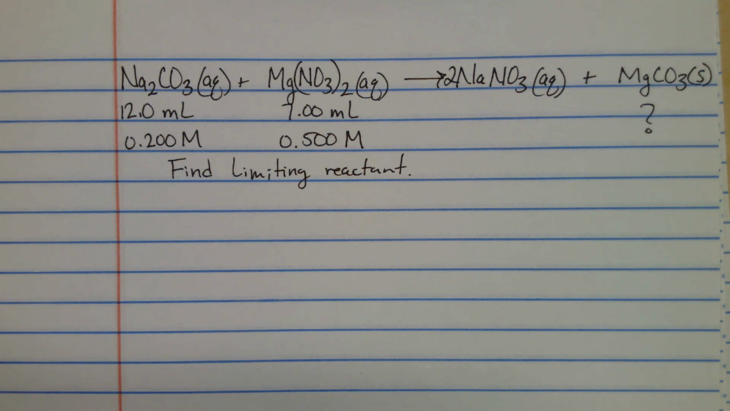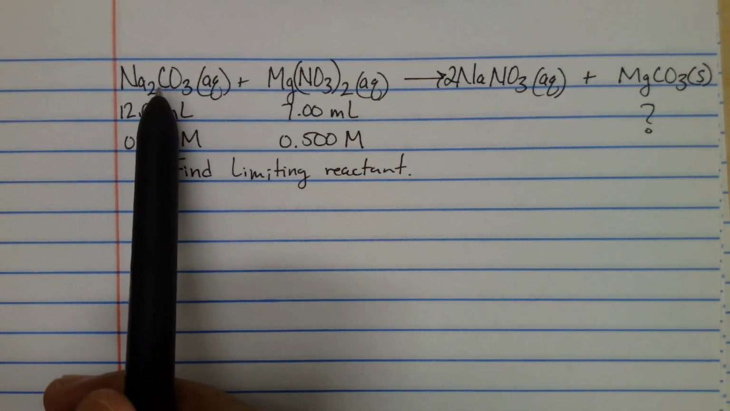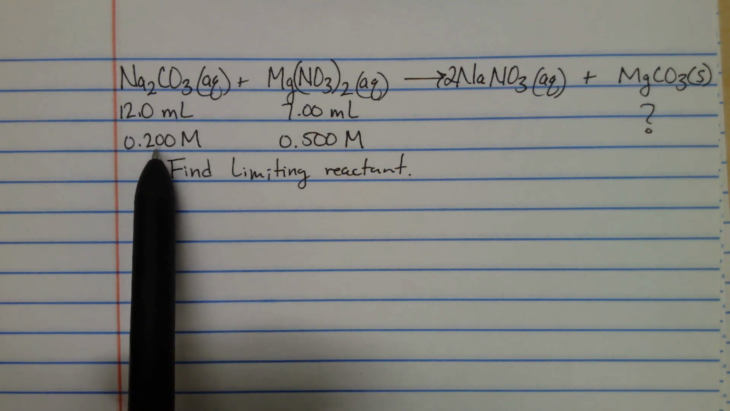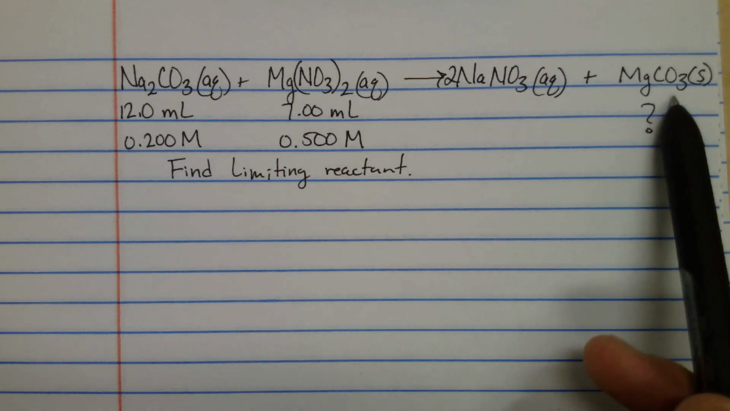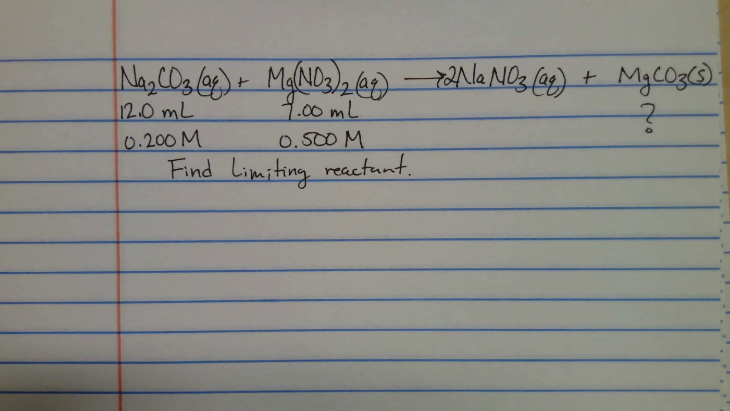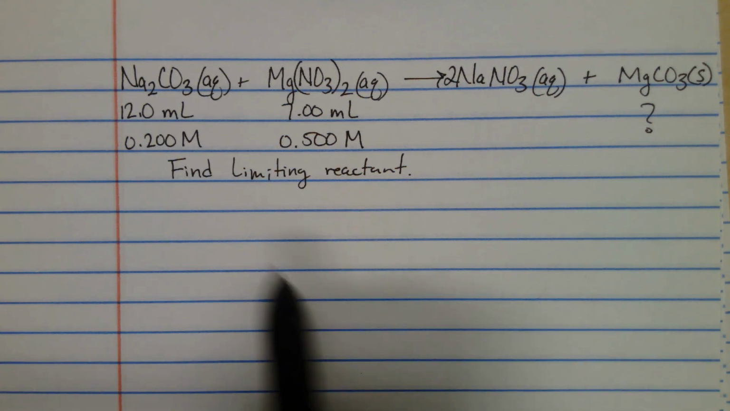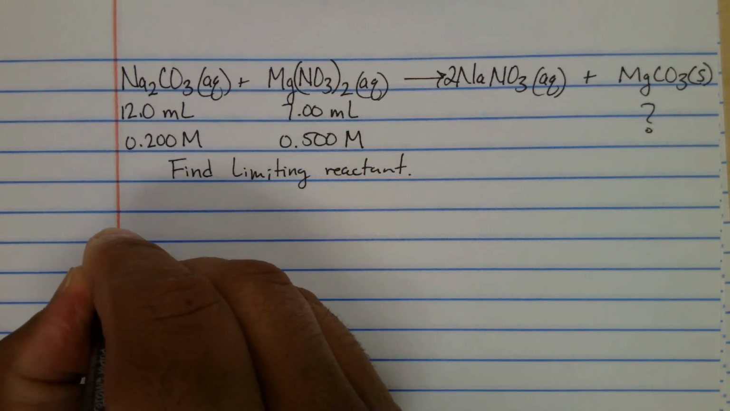What I'll do here is a method where we're just going to find how much precipitate can be formed if sodium carbonate is limiting. And then we'll run another test where we find how much precipitate is formed if magnesium nitrate is the limiting reactant. Whichever produces the fewest is the limiting reactant, because of course the limiting reactant will limit how much product we can get. So let's do a test with the sodium carbonate.